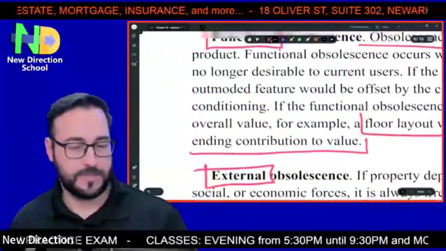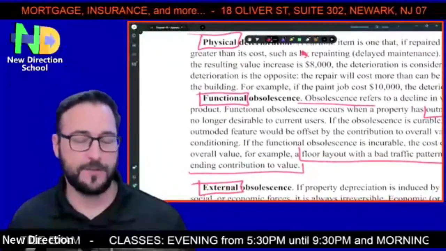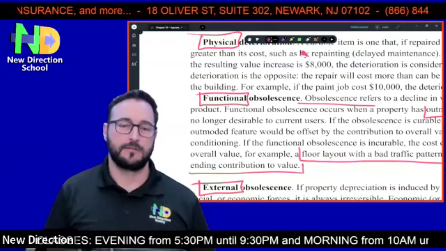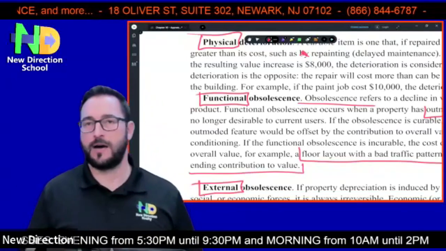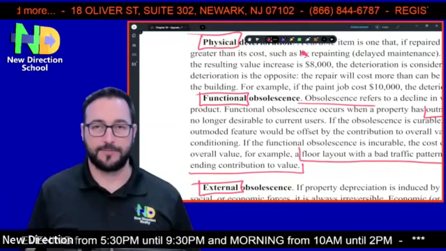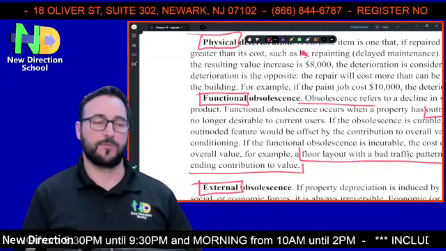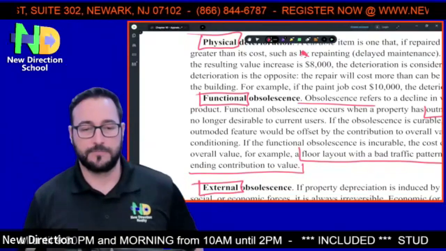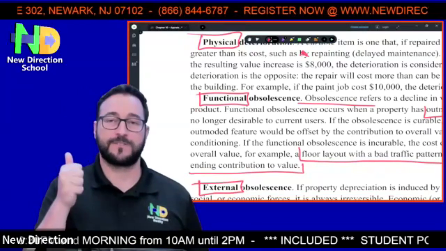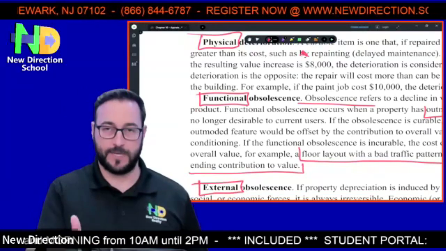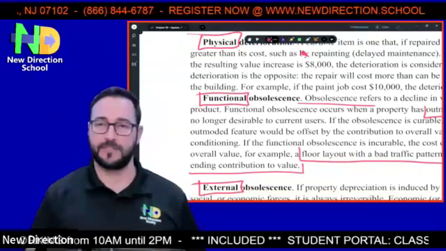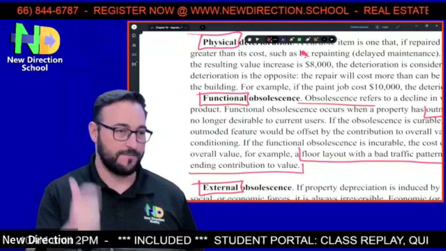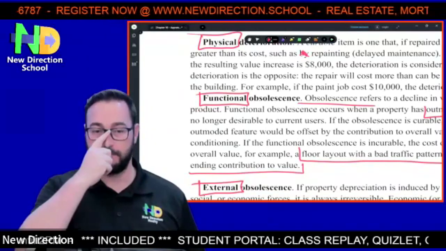All right, let's look at these three. We have physical, functional, external. If you don't remember the rest of it, it doesn't matter. There's physical deterioration, functional obsolescence or loss of value, and there's external obsolescence. If you don't remember the obsolescence word, if you don't remember the deterioration word, it does not matter. What you need to know is physical, functional, and external. Okay? Physical. If there's physical damage and we can fix it, okay, so physical has to do with repairs. If we can fix it, good. If you cannot fix it, no good. But it doesn't matter. It's about repairs. Physical is about repairs. Okay?